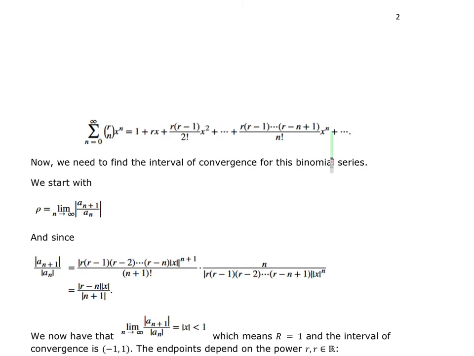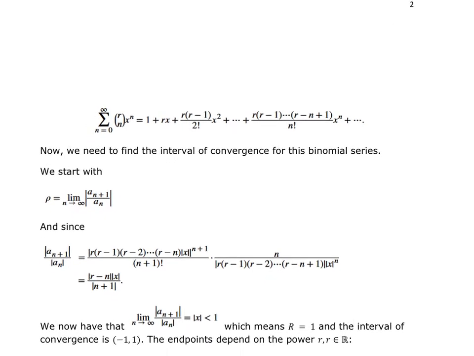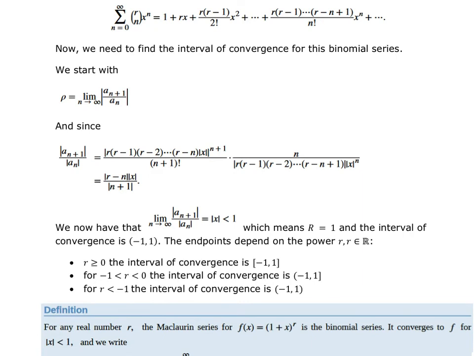At some point, we're going to have that, then we're going to continue because it's an infinite series. It doesn't stop there. It just continues. Now, we'd like to know where the radius of convergence is for this binomial series.